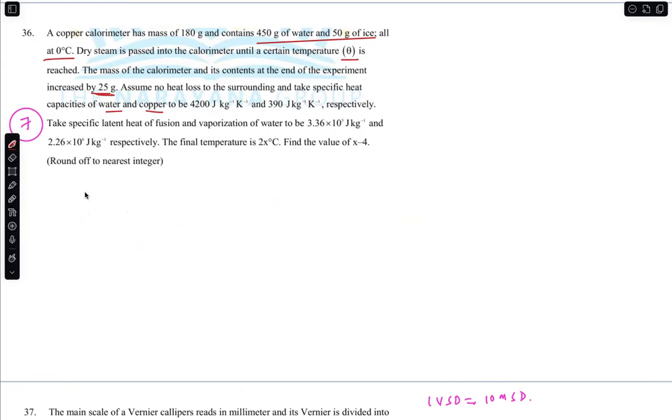So you pass dry steam into the calorimeter until a certain temperature theta. It is very clear with this information that there is condensation, so the equilibrium temperature is no longer 100, maybe below 100. Let me just check what is happening over here. 50 grams of ice need to melt, 50 into 10 power minus 3.